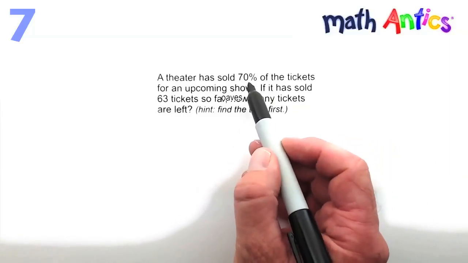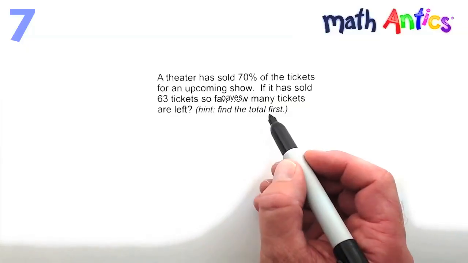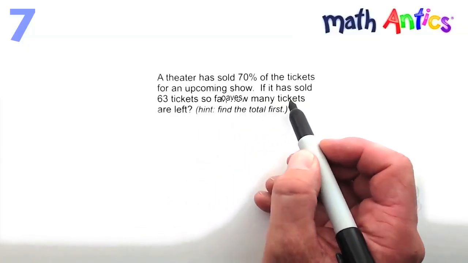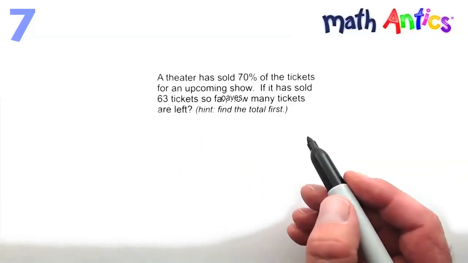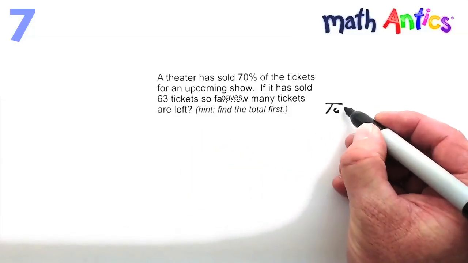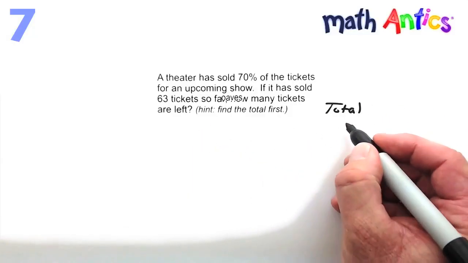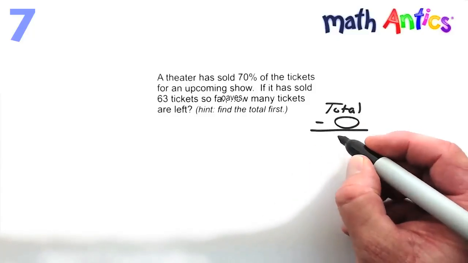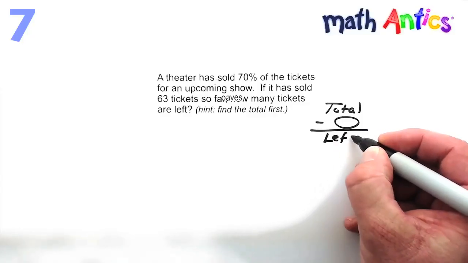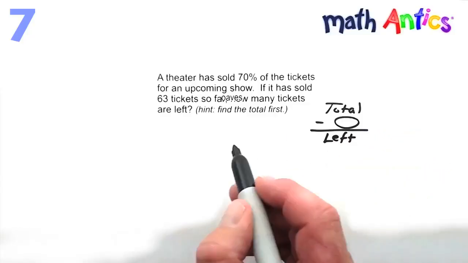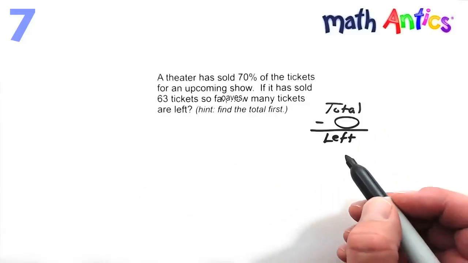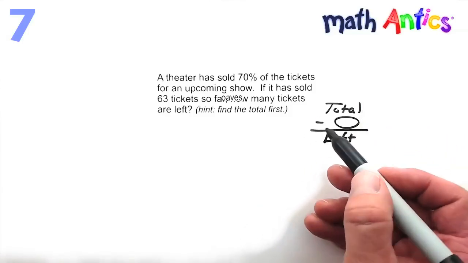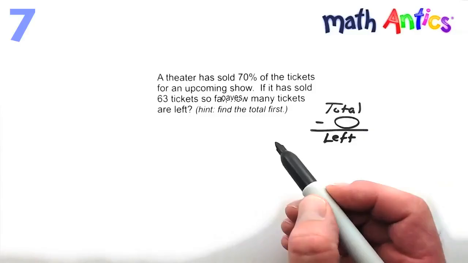Okay, so this is a percent problem, and we want to find the total, but it's not asking us for the total. Instead, it's asking us how many tickets are left. And what that means is if we had a total amount of tickets, and then we sold some of them, we'd have to subtract that amount from the total to get how many are left over. So that's what we really want to find in this problem, is how many are left, but in order to find that, we first need to find the total, like we have been in the previous problems. So let's go ahead and do that.